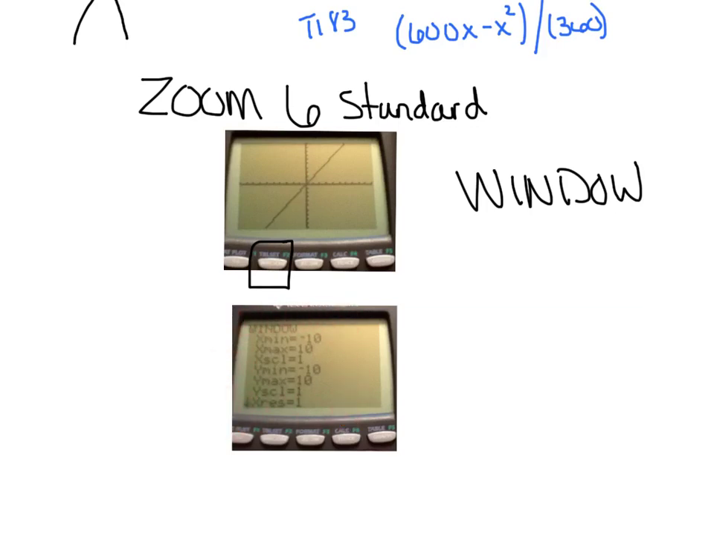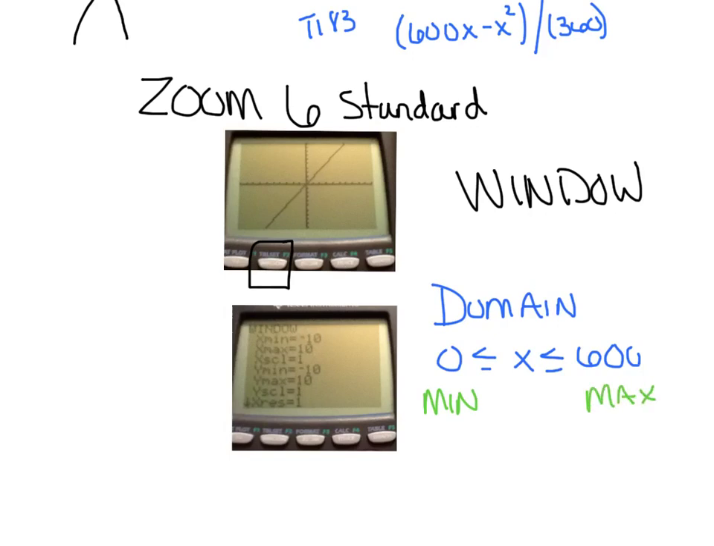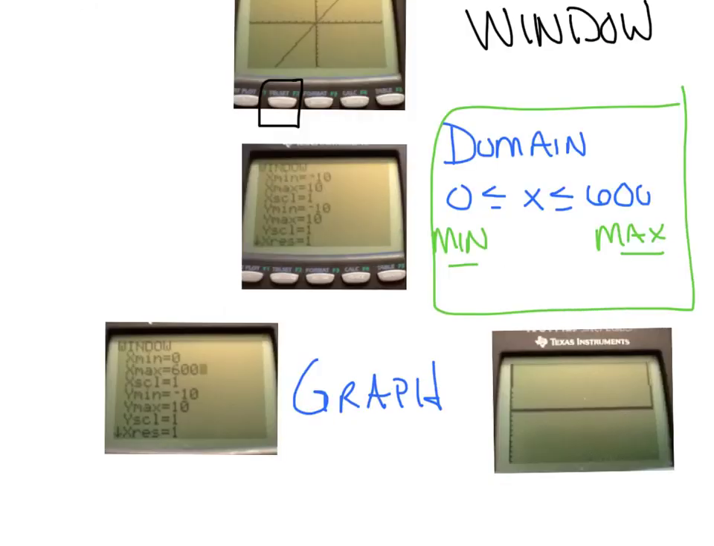Now, we were given a domain. If you look back in your notes, the domain they said was from 0 to 600. And what that tells me is my X min and my X max. Please make sure you're jotting these down as well. This isn't something I'm saying for fun. Make sure you have this in your notebook. X min, X max. All right, so we're going to change the X min to 0. That was our min. And we're going to change our X max to 600. Now, I'm not going to change anything else at the moment. I am going to hit the graph button, which is in this upper right-hand corner. If you just hit graph, it might take a few seconds, and you will get this screen.